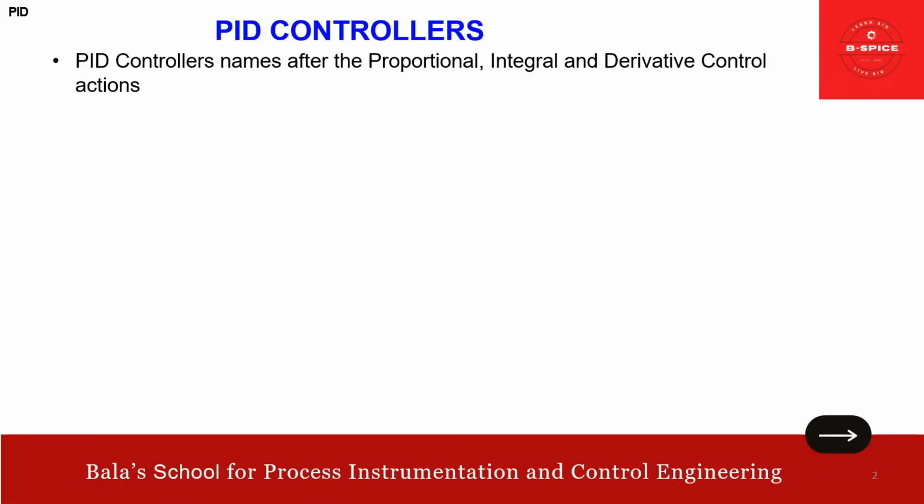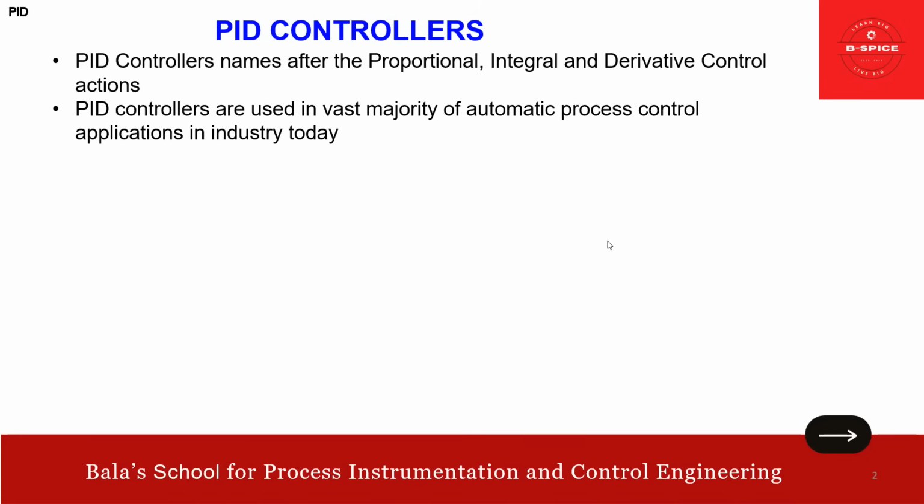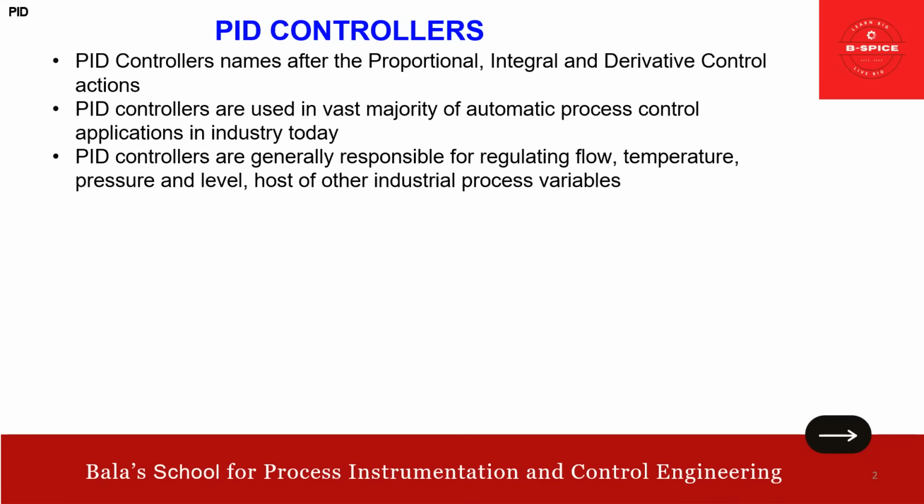PID controller is named after the proportional integral derivative control action. In fact, experienced engineers know this. This is mainly targeted at the freshers and intermediates. Okay. So the PID controller is used in a vast majority of automatic process control applications. PID controller is generally responsible for what? Regulating flow, temperature, pressure, level, and a host of other industrial process variables.